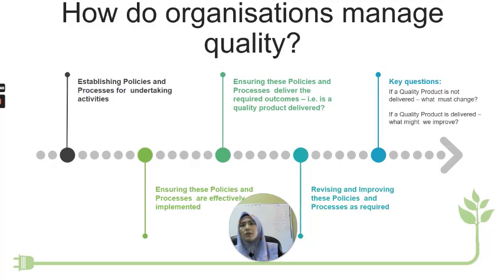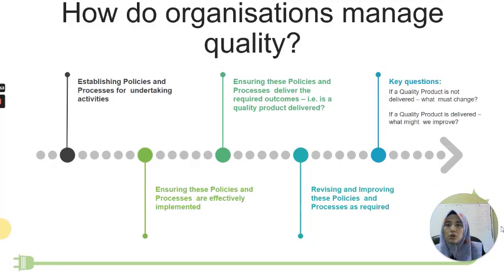So how does an organisation manage quality? Bagaimana kita nak menguruskan quality dekat dalam satu organisasi? Okay. First, start dengan establishing policies and processes for undertaking activities. Kemudian, we have ensuring that these policies and processes are effectively implemented. Kemudian, ensuring that these policies and processes deliver the required outcome. And then revising and improving these policies and processes as required.